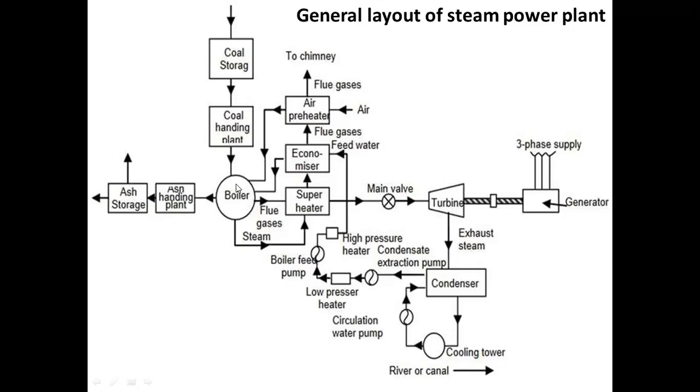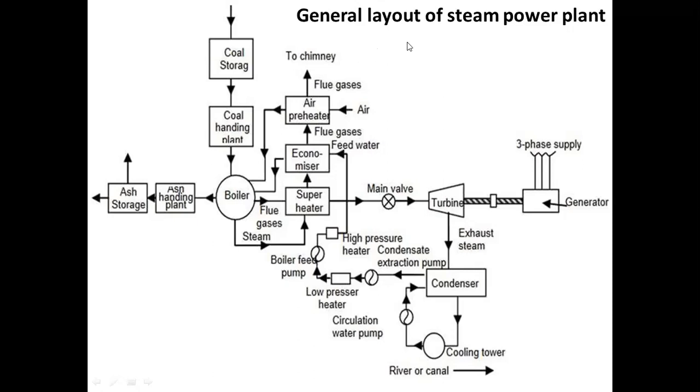Friends, when we burn the coal, we exchange the heat of the coal in the boiler. We are getting flue gases, and air is required to burn the coal. So air is taken from the atmosphere. It passes through the air preheater, where it gets preheated, and then it is supplied to the boiler. And the flue gases, after giving their energy to the boiler, pass to the superheater, then the economizer, then the air preheater, and then to the chimney. So this is the general layout of the steam power plant.